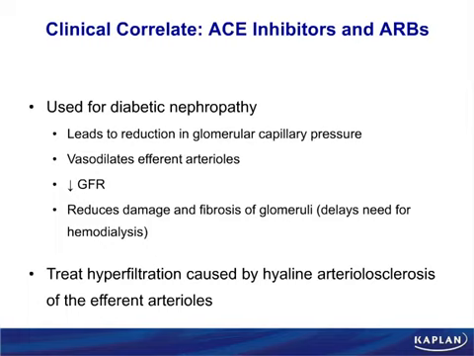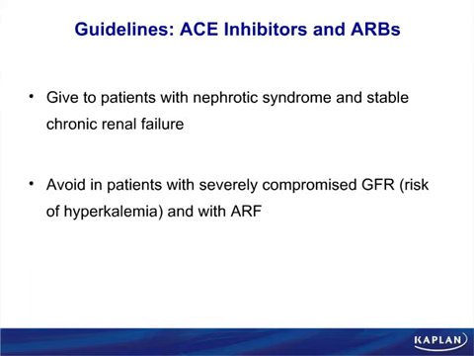We also use them in any patient with nephrotic syndrome for the same idea. So anybody with nephrotic syndrome should be on ACE inhibitors or ARBs. So again, we give these agents to anybody with nephrotic syndrome with stable chronic renal failure. We do avoid them in patients with severely compromised GFR because they can get hyperkalemia. We'll discuss that later. And we do not give them in patients with acute renal failure because when patients have acute renal failure, we want to give the kidneys time to recover.